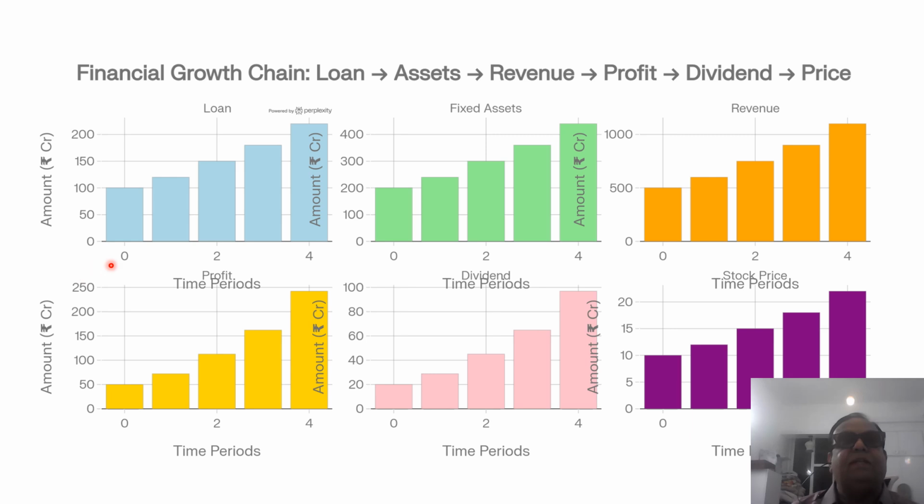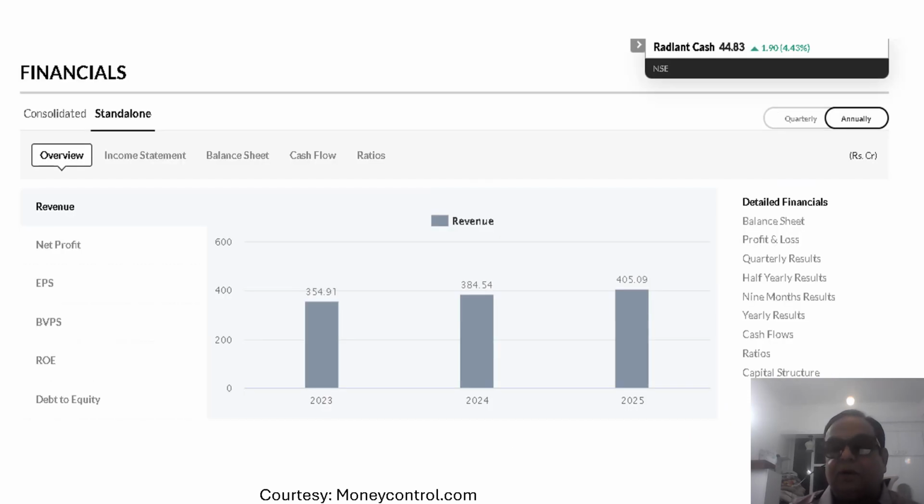When the loan is increasing, assets should increase. When the asset is increasing, the revenue should increase. When the revenue is increasing, the profit. Similarly, the dividend will increase and the stock price will also increase. Very simple. This is the crux of the fundamental, unlike the technical, where you go simply by the trends of the pricing. Now look at further details of this company.